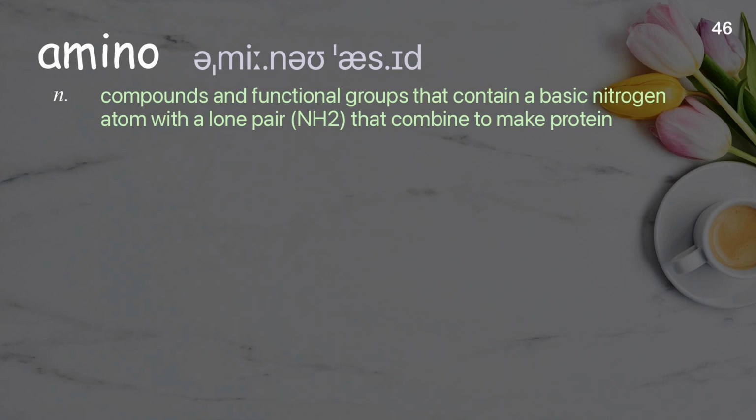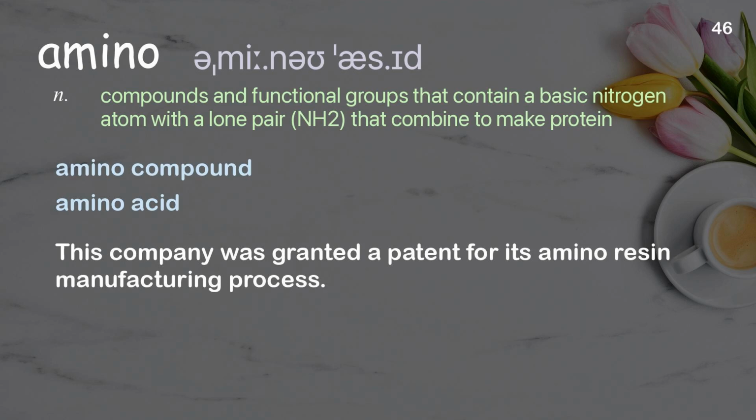Amino. Compounds and functional groups that contain a basic nitrogen atom with a lone pair, NH2, that combine to make protein. Examples: Amino compound. Amino acid. This company was granted a patent for its amino resin manufacturing process.